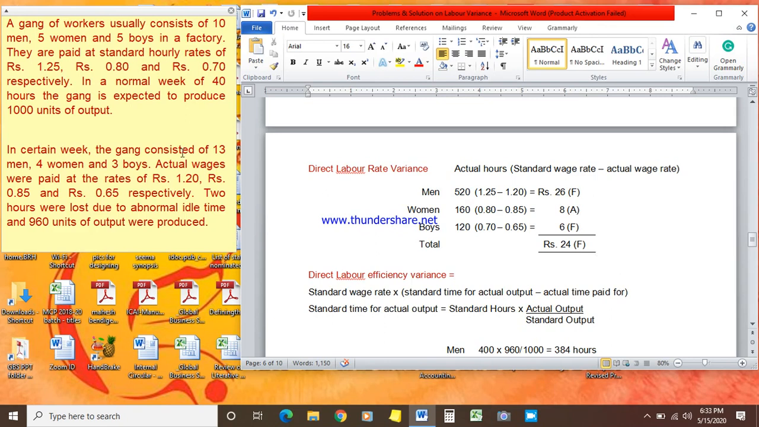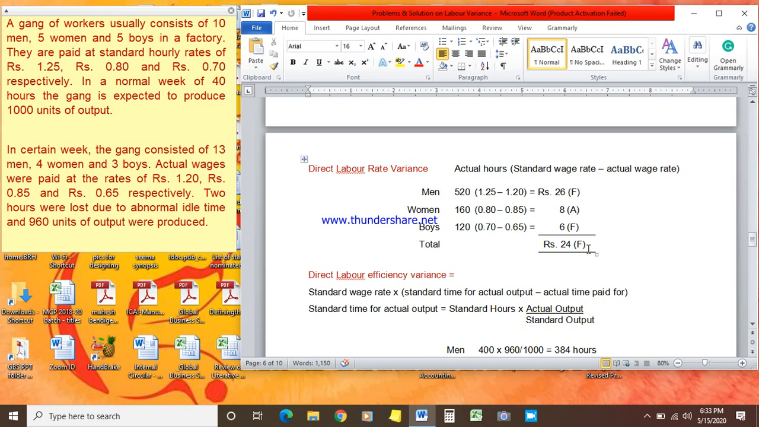Actual hours is computed by multiplying the number of men, 13, into 40. So we get 520. If you observe, the actual wage rate paid is less than the standard, so you get a favorable variance. Accordingly, for women, the standard is 80 paisa, but it is paid 85 paisa, so you get adverse here. For boys, it is 70 paisa, but we are paying only 65, so it's again a favorable. So that comes to 24 rupees as a favorable variance, that is labor rate variance.